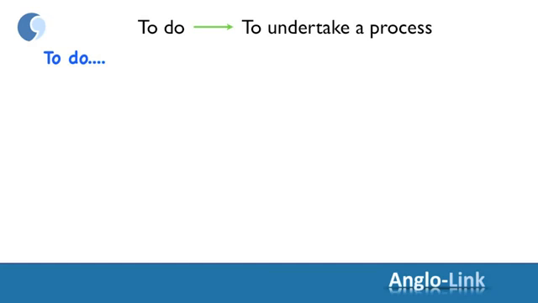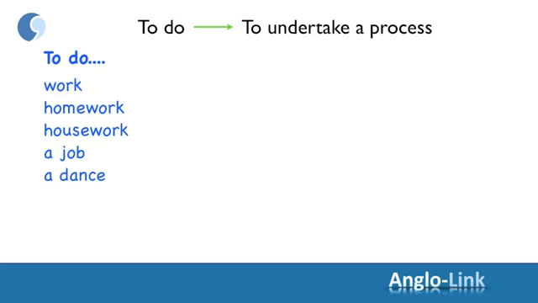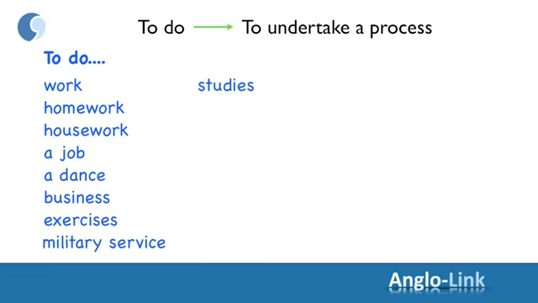Okay, let's move on to the verb to do, which is to undertake a process. Let's look at some common examples with do. To do work. To do homework. Do housework. Do a job. Do a dance. Do business. Do exercises. Do military service. Do studies. Do an examination.